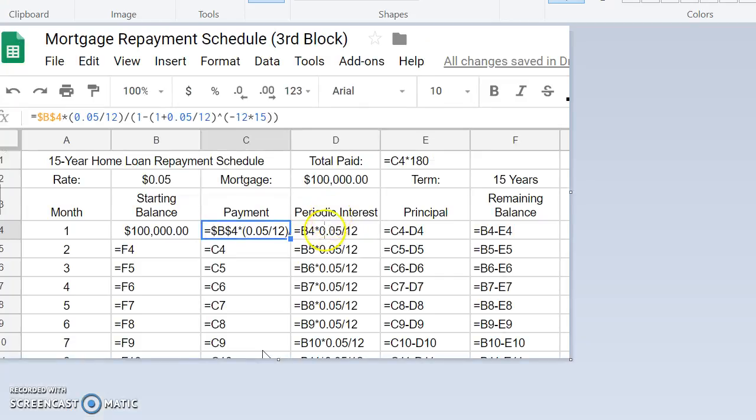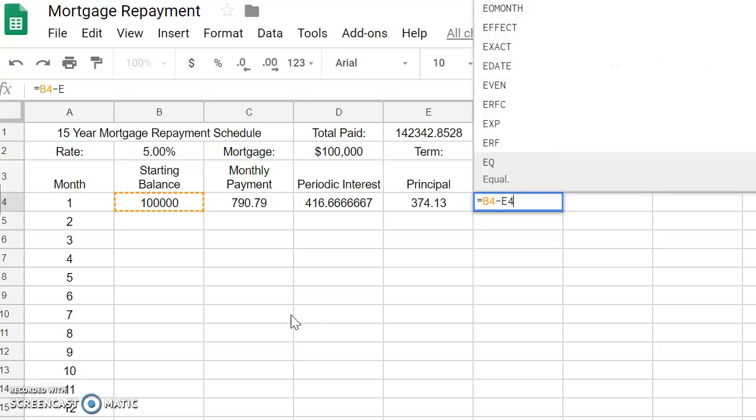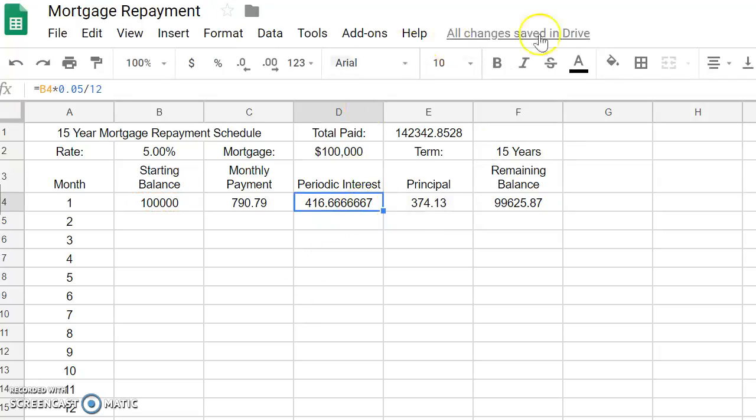Okay, periodic interest, that's B4 times 0.05 divided by 12 equals. Now this B4 does not have the money signs. We want that. As we autofill down here, that B4 should change. And then this is C4 minus D4, and then B4 minus E4. Okay, all to 2 decimal places. We need to fill in one more row, and then we can do some autofill.